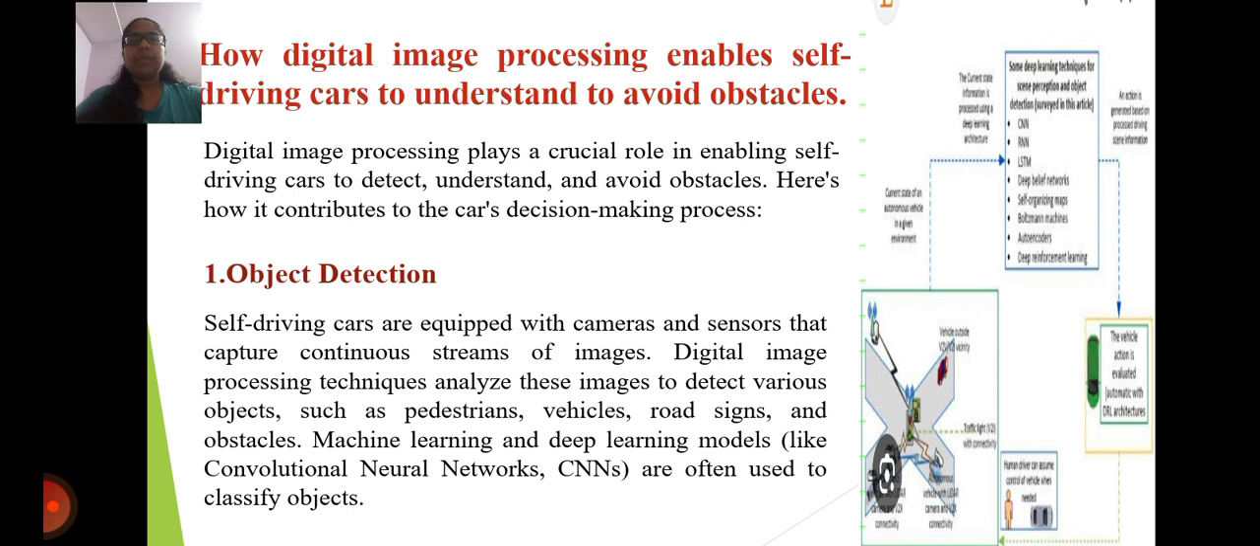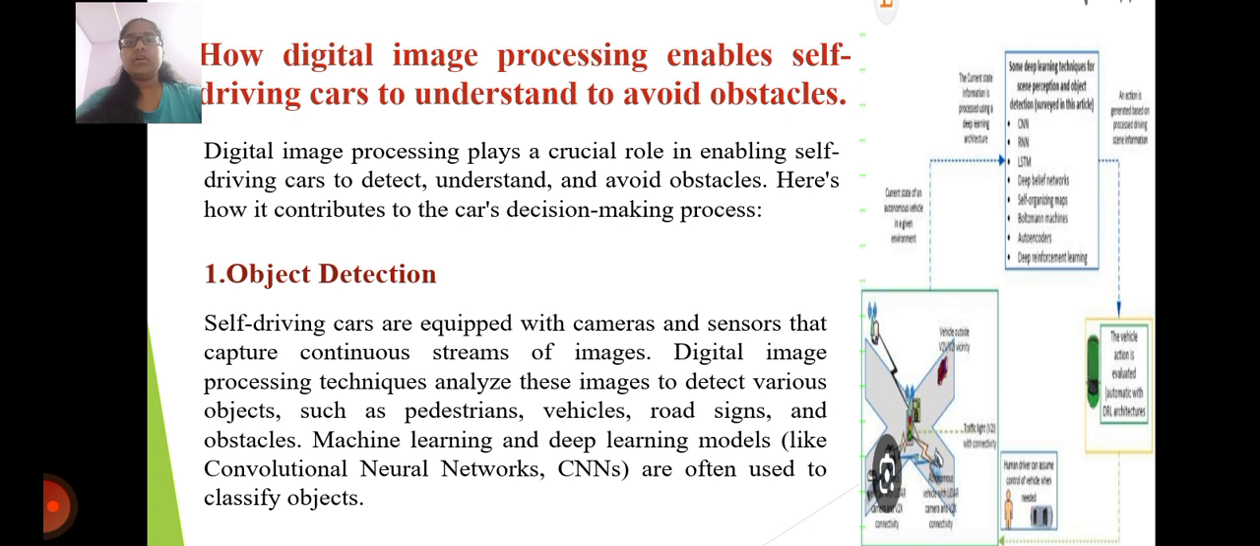Digital image processing plays a critical role in enabling self-driving cars to detect, understand, and avoid obstacles. Here's how it contributes to the car's decision-making process. The first and foremost thing is object detection. Self-driving cars are equipped with cameras and sensors that capture continuous streams of images. Digital image processing techniques analyze these images to detect various objects such as pedestrians, vehicles, road signs, and obstacles. Machine learning and deep learning models like convolutional neural networks, CNNs, are often used to classify the objects.